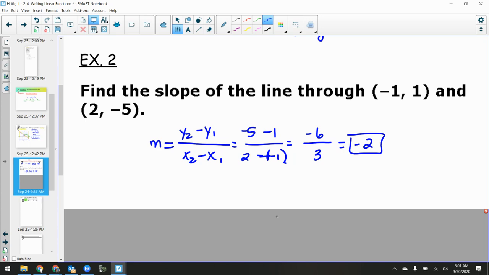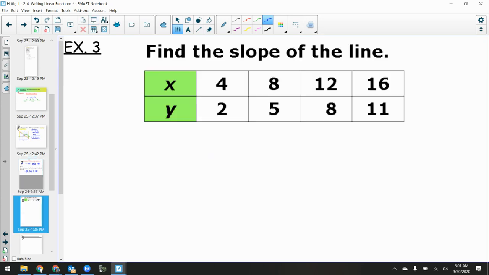Slope is negative 2. Not positive 2, not negative 6. Negative 2. I could also write that as negative 2 over 1. That would be fine as well. Okay, you can write the whole number as a fraction. That would be the same thing. Any questions about that? Just be careful when you're doing your operations again.